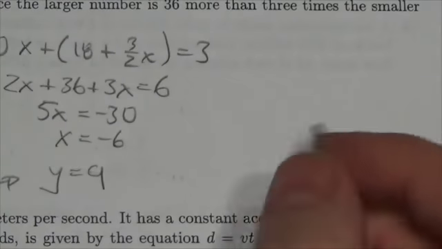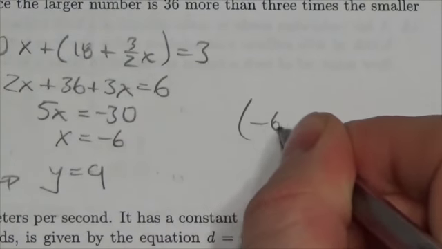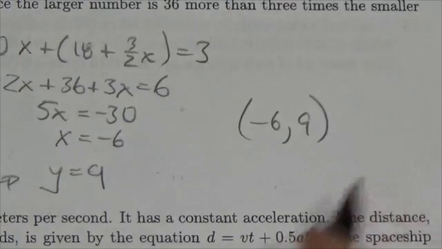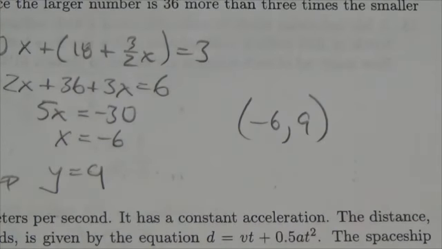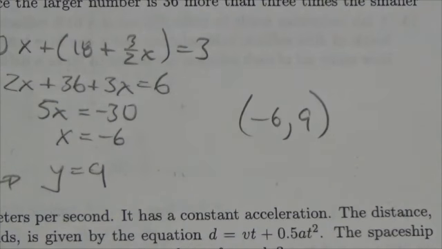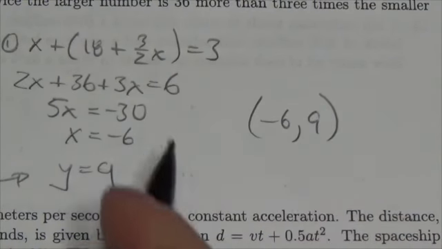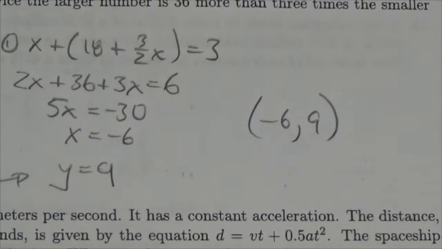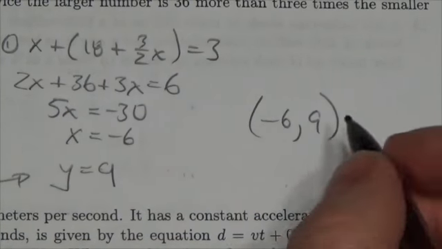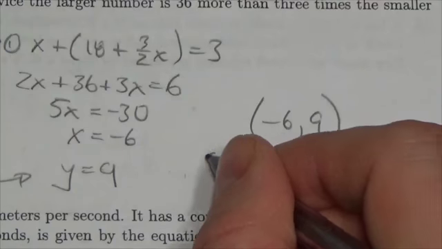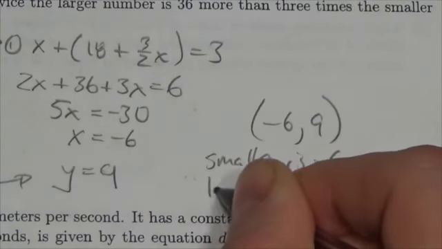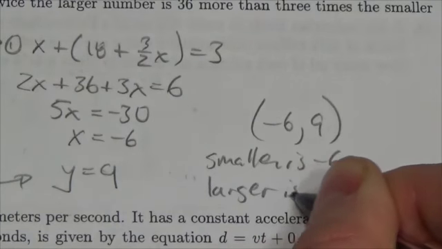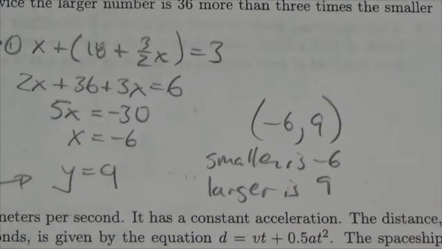So now, my solution is the point negative 6, comma 9. Now, I didn't really need to write it in the form of an ordered pair, but it was asking for two numbers, and I used x and y, so it was just a natural thing to do there. Okay, but as soon as I've identified the numbers, that's really all I need to do in a question like this. I might state that the smaller is negative 6, and the larger is 9. That might be a better way to answer that.